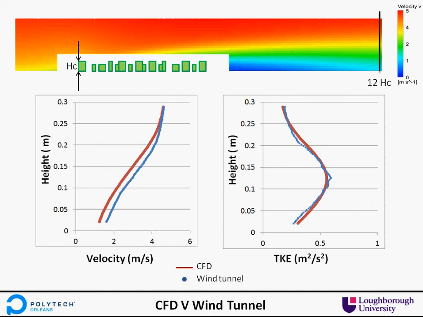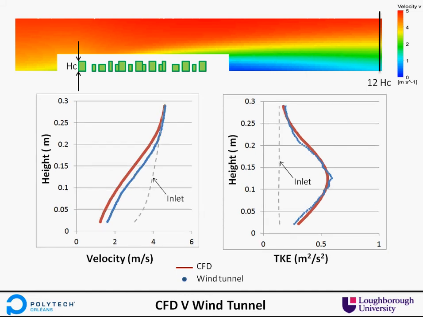What we don't see in this image is where the wind speed profile recovers. This is the inlet value. So as you can see at 12 HC, it's still quite off what was at the inlet. So the flow is still perturbed by the presence of the forestry. So let's just zoom out a bit.